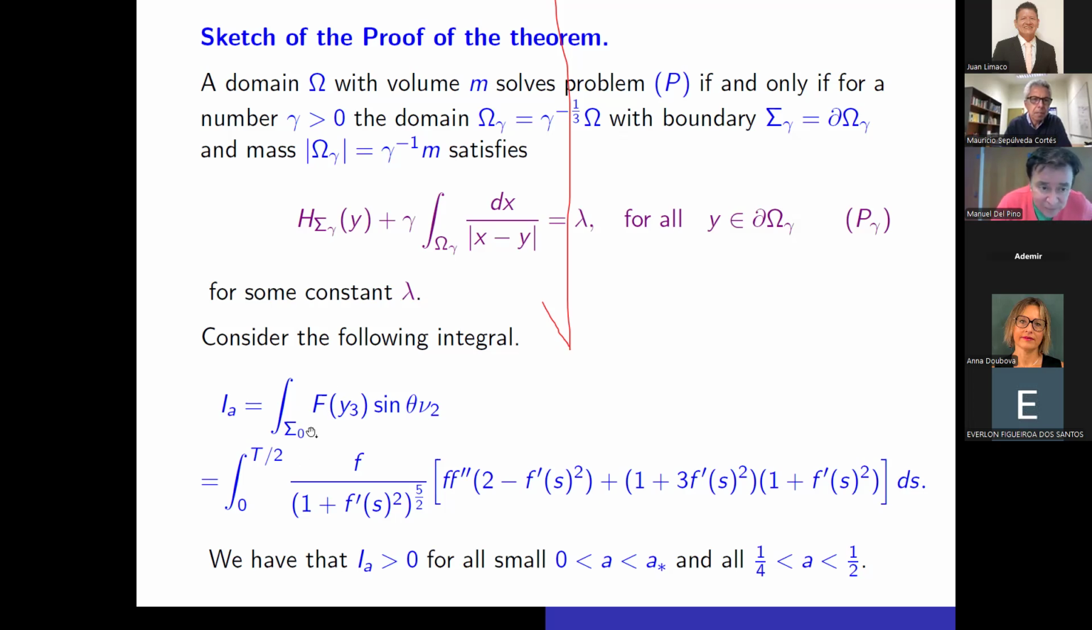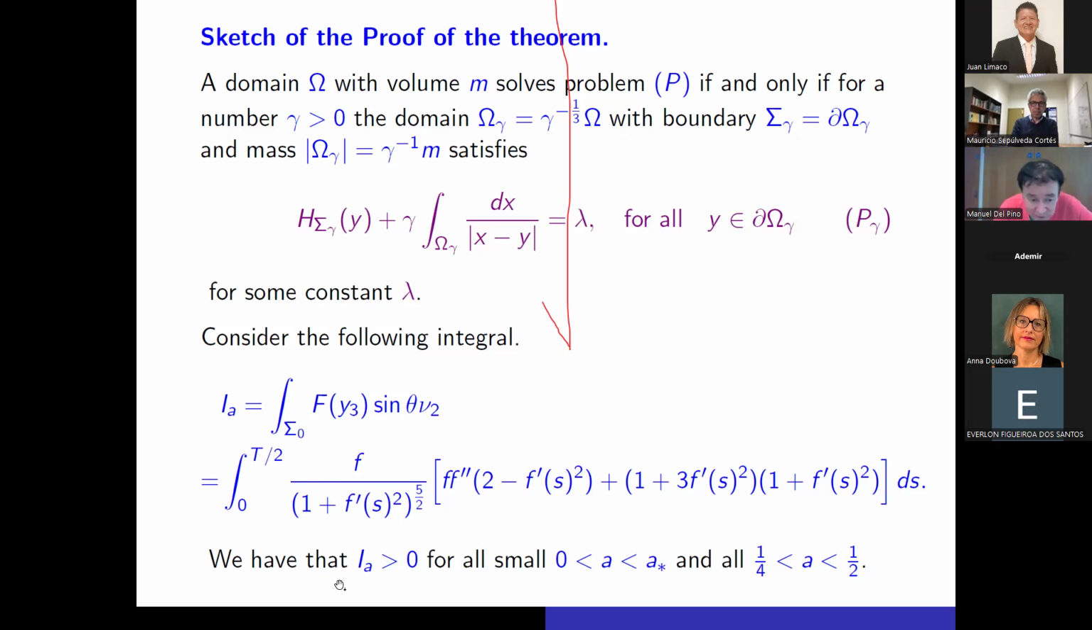Now let me consider the following integral. I will tell you the role of this integral in a second. This complicated guy, where f is what? F is the profile, okay, of the Delaunay surface, yeah? And this quantity plays a role, okay?